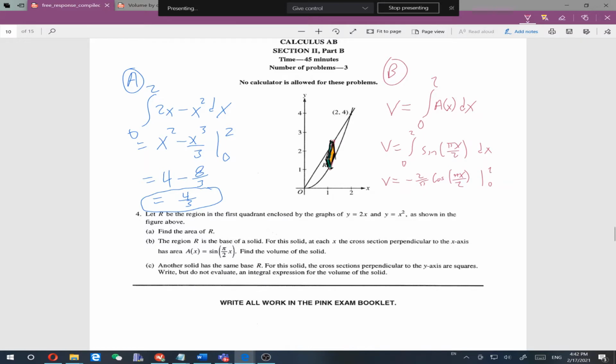Alright, so we're going to go ahead and plug that in. If I plug in 2 right now, this would be the cosine at pi. What's the cosine at pi? Negative 1. Okay, so this would be negative 2 over pi times negative 1, minus negative 2 over pi times the cosine at 0, which is 1. Okay, so this is positive 2 over pi plus 2 over pi, or 4 over pi. And we're not given units, so we can stop there.